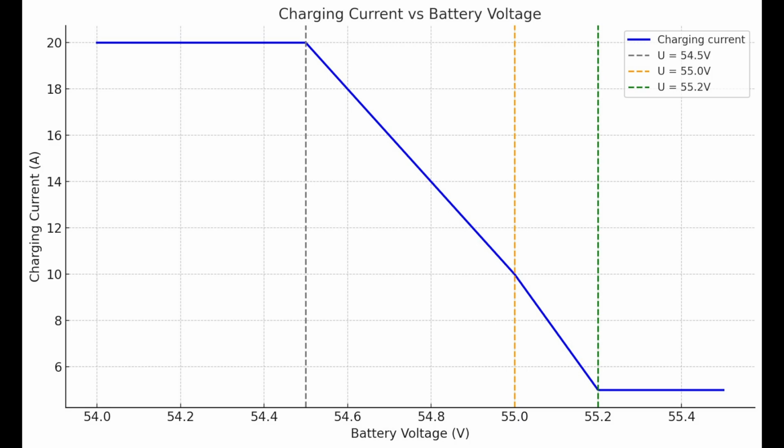starting from 54.5 volts to 55. The current will be reduced from 20 to 10 amps. This is the first stage of the current reducing, and the second stage is from 55 to 55.2, and the reduction will be from 10 to 5 amps.